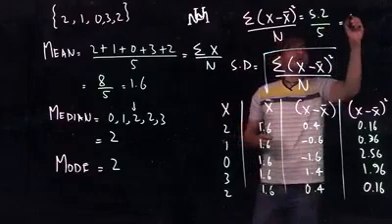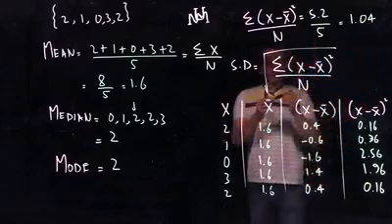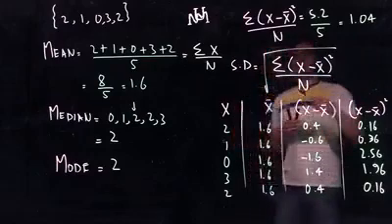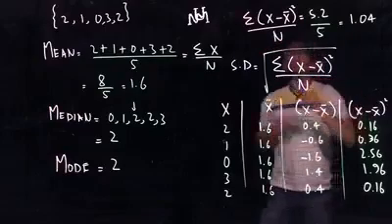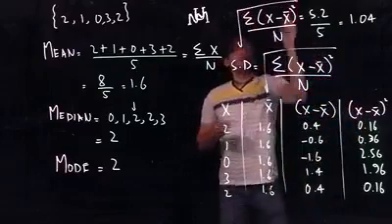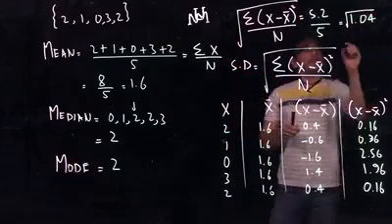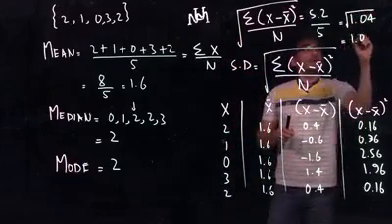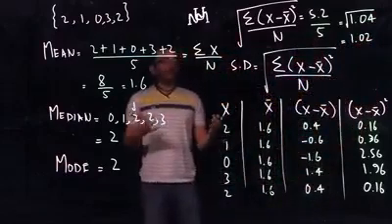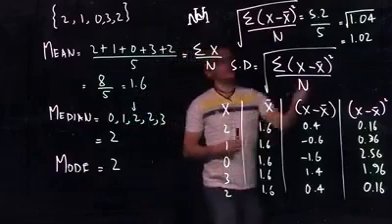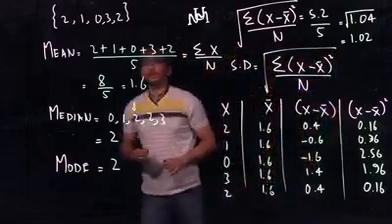We get 1.04. The final step is to take the square root of this number, 1.04, which we can do. And this comes out to be 1.02, which is our standard deviation, which is our measure of spread, and can also be thought of as the average distance from the mean, which is 1.6.